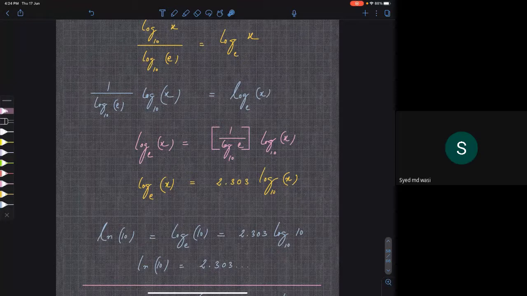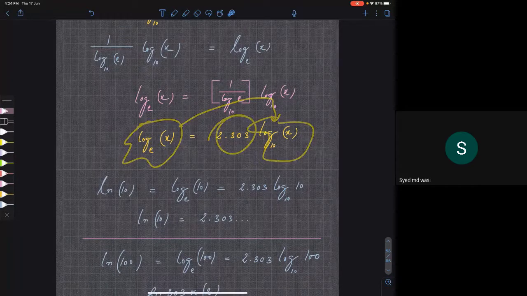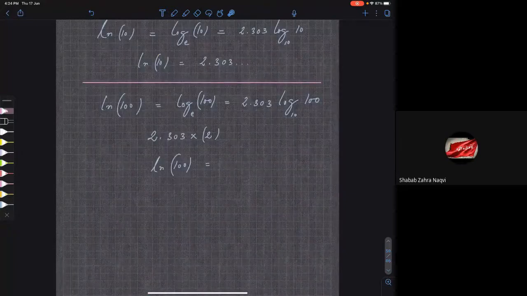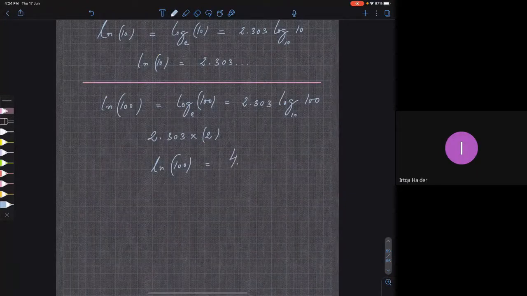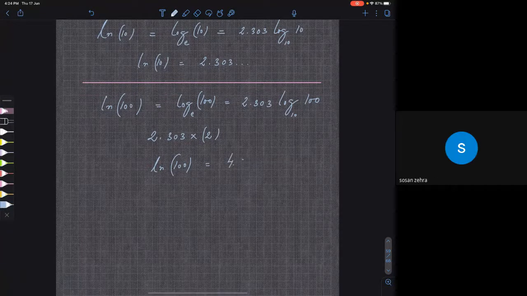Yes, sir. So whenever natural log is given, I can convert it into log to the base 10 by multiplying by this. Are you getting my point? Yes, sir. Therefore, what is it? 4.606. Are you getting that? Yes, sir.